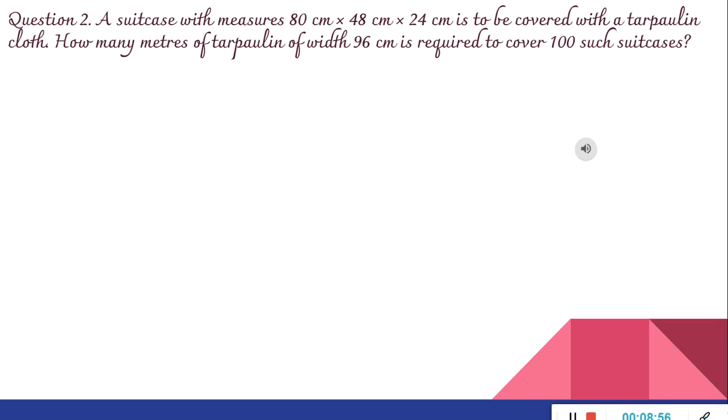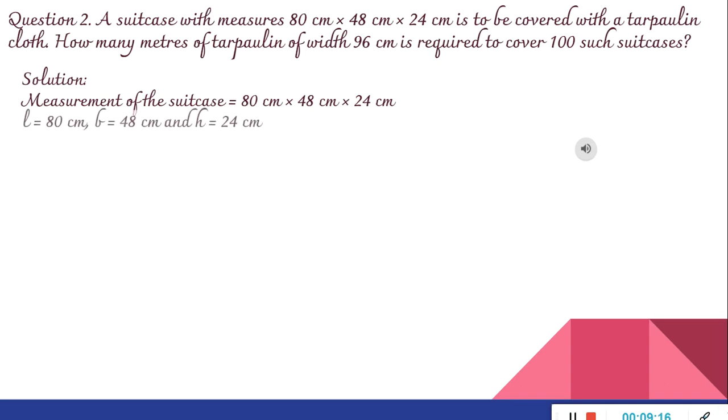So first, if we find out the total surface area of one suitcase, then we can multiply with 100. Then we will get the total area required, right? So let's see. Measurement is given, length 80 centimeter, breadth 48 centimeter, and height 24 centimeter. Then what is the formula of total surface area of a suitcase? Means of a cuboid. That is 2 into length breadth plus breadth height plus height length.